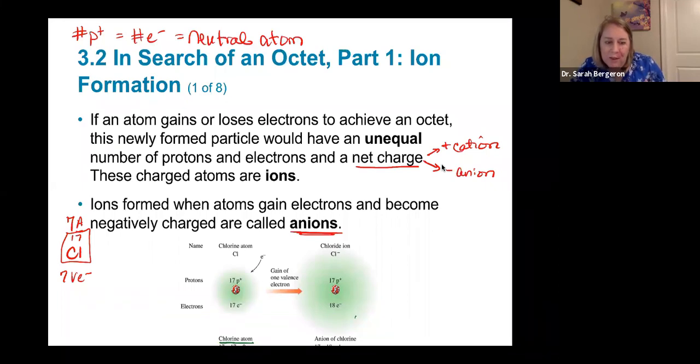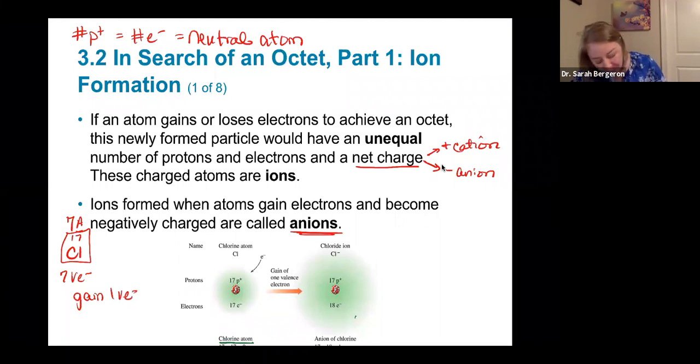It could do one of two things. It could gain 1 valence electron to get to that octet, or it could lose 7. Because if it lost 7, then when you're looking at how many valence electrons, you would look at that next lower principal energy level and you would see that it's full. And so it would have an octet. But losing 7 valence electrons is hard. That takes a lot of energy. It's much easier just to gain 1 and then you have that complete octet. So what chlorine is going to do is it's going to gain 1 valence electron.